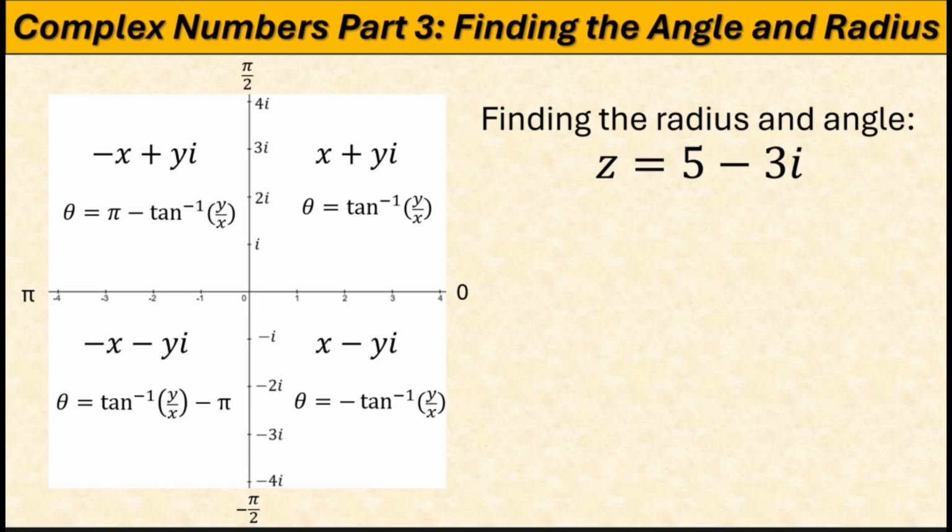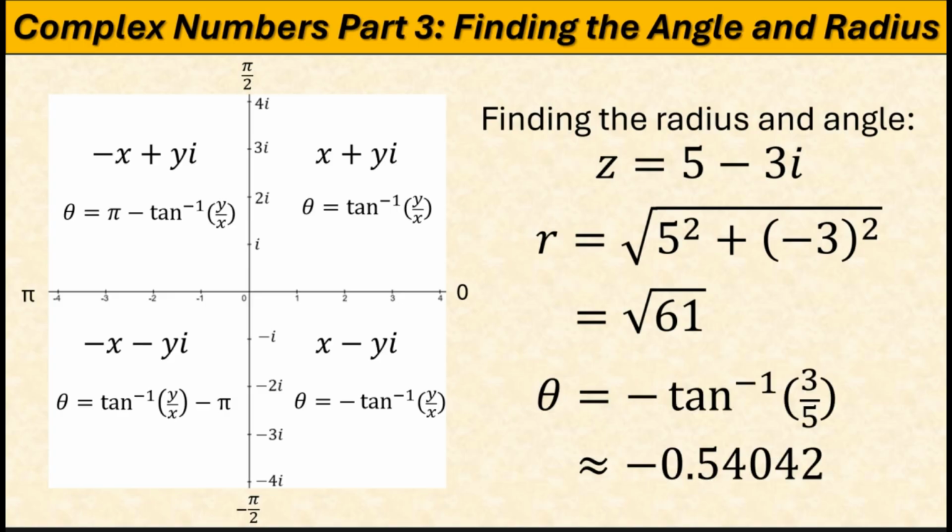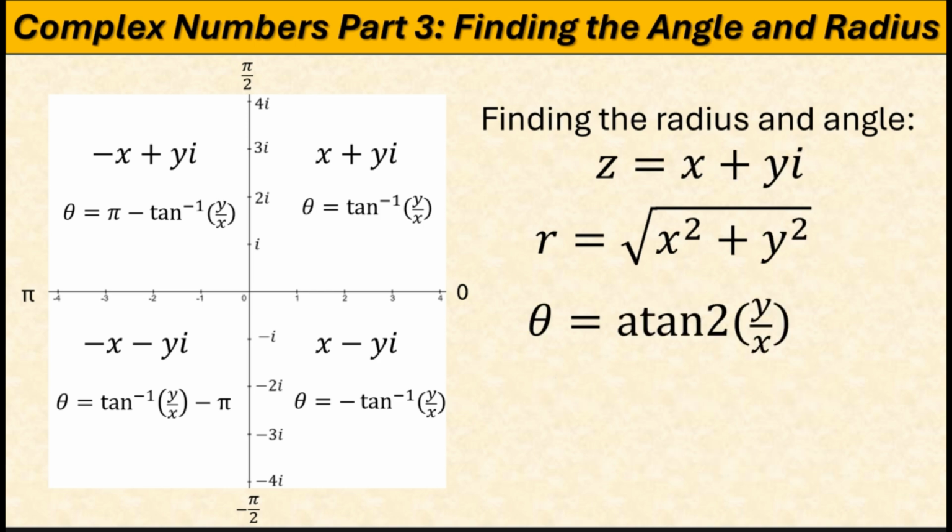Now let's try a more complicated example. Let's say our complex number is 5 minus 3i. Using the Pythagorean theorem and the methods from before, we know that our radius is going to be the positive square root of 5 squared plus -3 squared, which is equal to the positive square root of 61, which cannot be simplified. To find the angle, we notice that our complex number is in the fourth quadrant, which means that the angle is going to equal negative arctangent of 3 over 5, which is going to equal approximately -0.54042. And there we have it. We've shown how to find the angle and radius of any complex number.